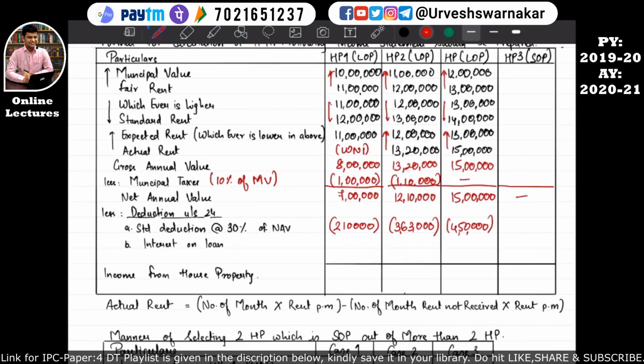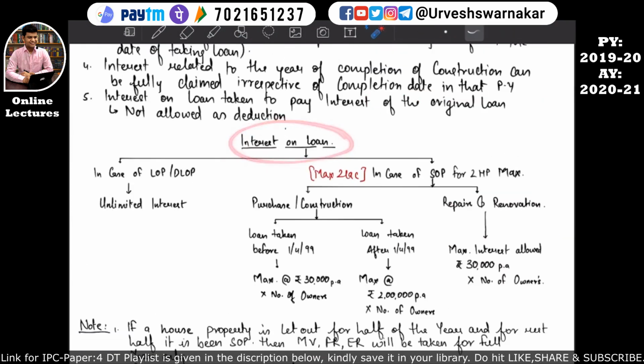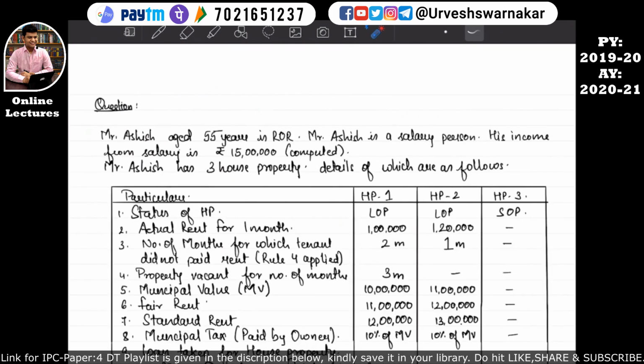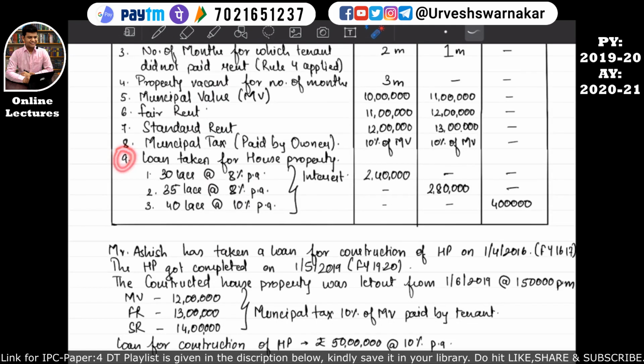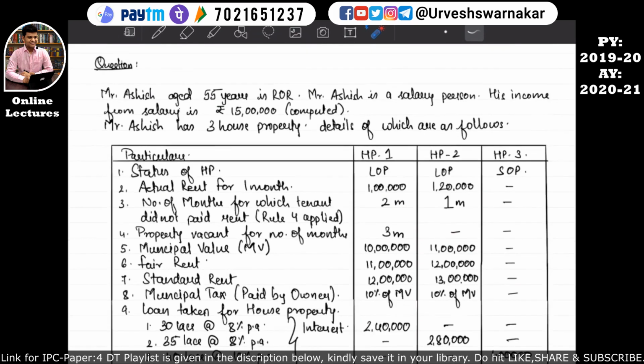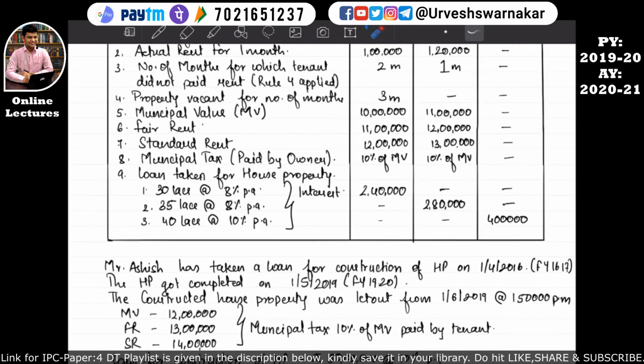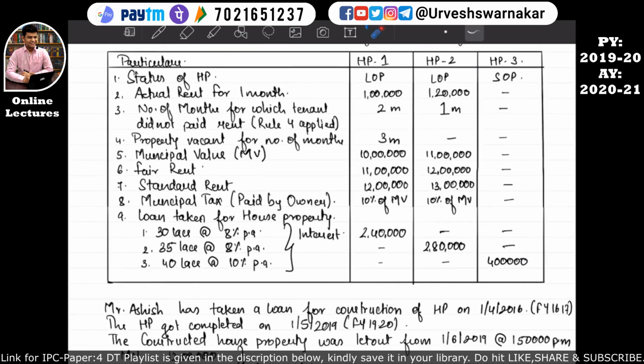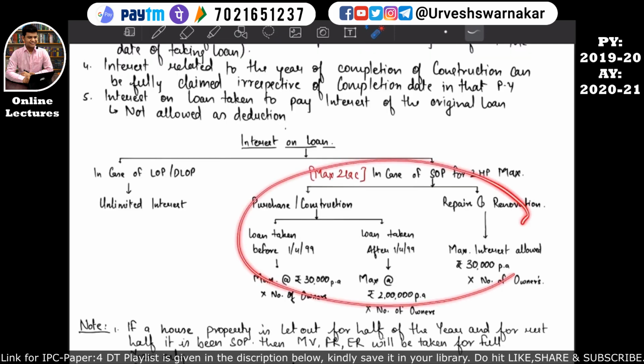So as we have studied in our notes, let's come to our note. As we have studied in this interest on loan chart, in case of a LOP or DLOP, if a loan is taken and interest on such loan is paid, then unlimited interest will be allowed. That is what the question is telling us. The assessee has taken the loan for this let out house property also, so this entire interest will be allowed as deduction. I hope this is quite clear. But in case of this self-occupied house property, up to 2 lakhs of the aggregate amount of the interest will be allowed as deduction. That is what we have studied in the notes over here. I hope you remember this.